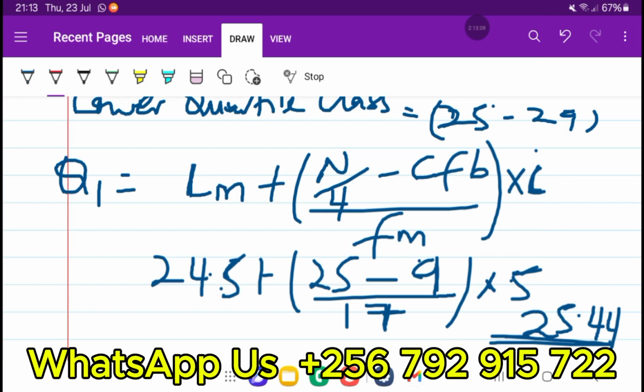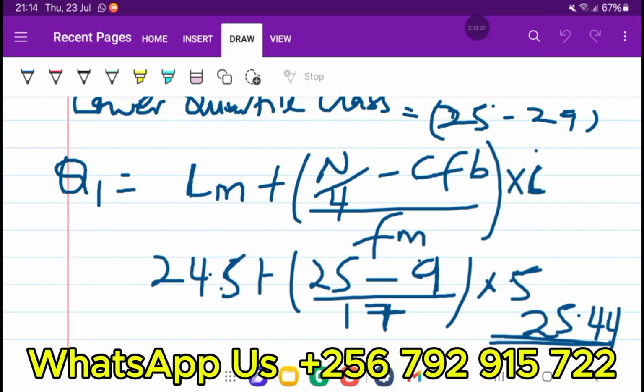But remember, these were in thousands, so you multiply that answer, 25.44, times 1000, and you get the answer. Then you carry out the working for the other quartiles. You make sure that you don't fail to compute the quartile class that you are computing.